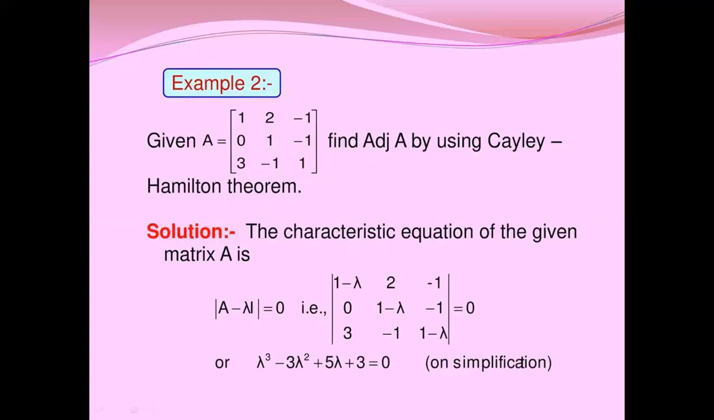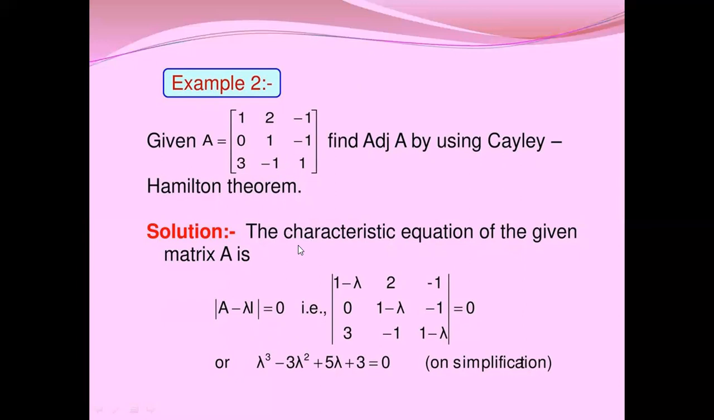Let's go on to our second example, which is: given A equal to the 3 by 3 matrix 1, 2, minus 1, 0, 1, minus 1, 3, minus 1, 1, find adjoint A by using the Cayley-Hamilton theorem. So this is the question given to us.